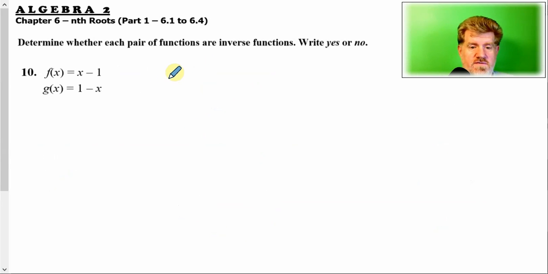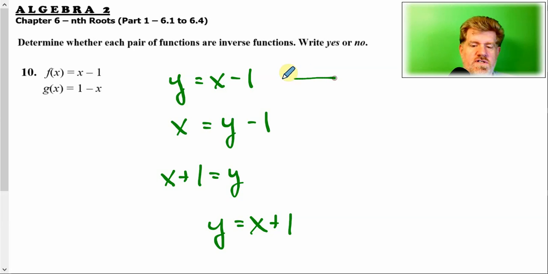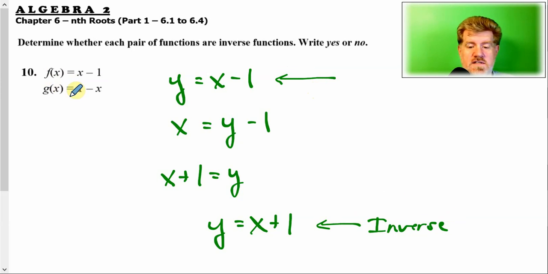Here's how I like to find the inverse. I'm just going to write as y equals x minus 1. Now I'm just going to flip the x's and the y's. Everything stays the same. Just flipping these two. Now I want to solve it for y. I'm going to add 1 to both sides. So if I have this equation, this is my inverse. Guess what? That's not what that says. So no, these are not inverses of each other.